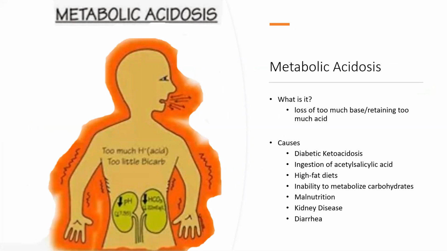Metabolic acidosis, again, this is too much acid and we've lost too much base. So what happens is our body is holding on to too much acid, which is where the acidosis comes into play. Again, causes can be diabetic ketoacidosis or DKA, probably one of the most common. It can be an ingestion of too much aspirin, high-fat diets. This is almost like the ketoacidosis or the keto diet. We do a high-fat diet in the keto diet. So these patients tend to put themselves in a slight metabolic acidotic state. Malnutrition or kidney disease and even diarrhea can cause these.